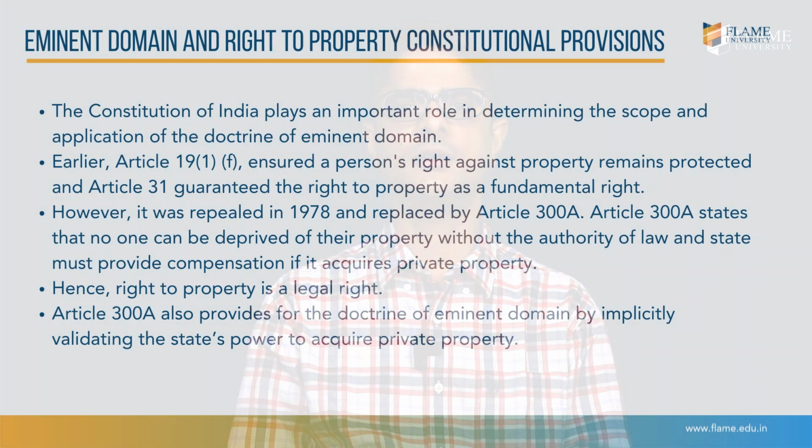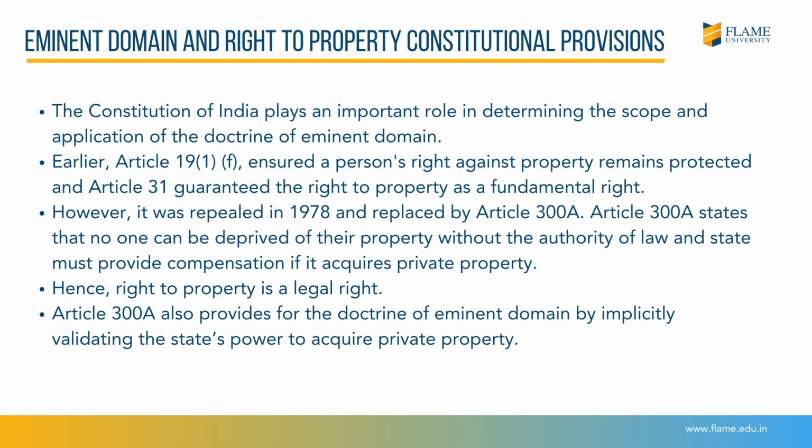These are some of the relevant constitutional provisions. Earlier, Article 19(1)(f) ensured a person's right against property remains protected, and Article 31 guaranteed the right to property as a fundamental right. However, it was repealed in 1978 and replaced by the Article 300A. Article 300A states that no one can be deprived of their property without the authority of law, and states must provide compensation if it acquires private property. Hence, right to property is a legal right and not a fundamental right. Article 300A also provides for the doctrine of eminent domain by implicitly validating the state's power to acquire private property.